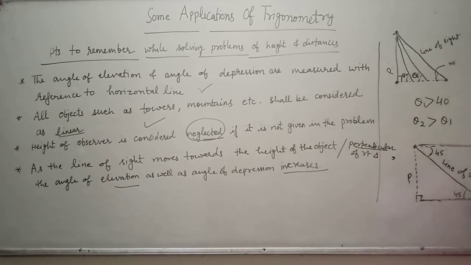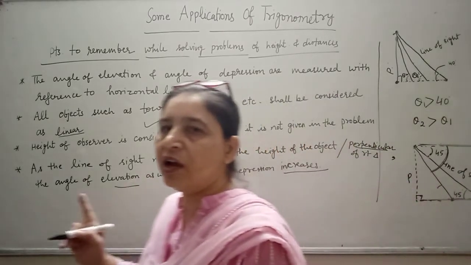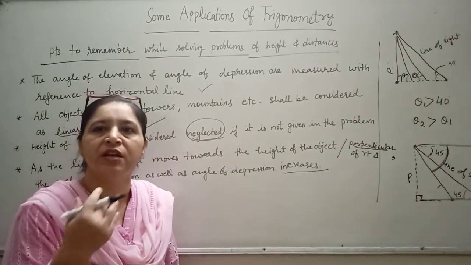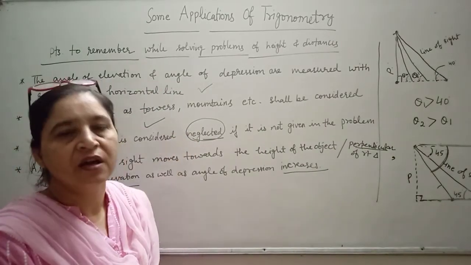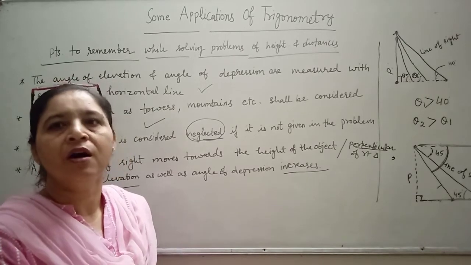Now as this object comes closer to this perpendicular, this line of sight comes near the perpendicular, so the angle of depression becomes bigger. You have to keep this in mind; this is what I was explaining: the angle of depression as well as the angle of elevation will keep on increasing as the line of sight comes closer and closer to the perpendicular.